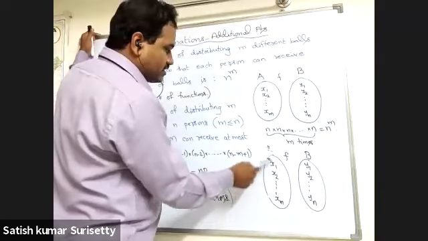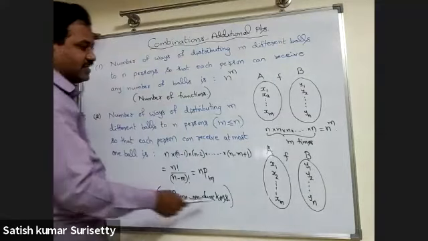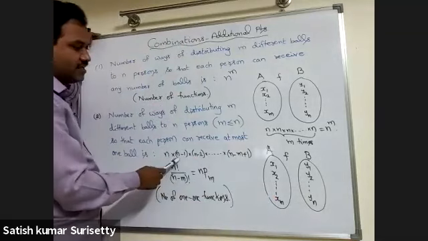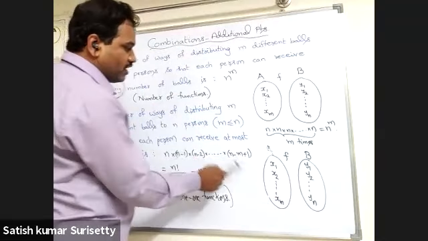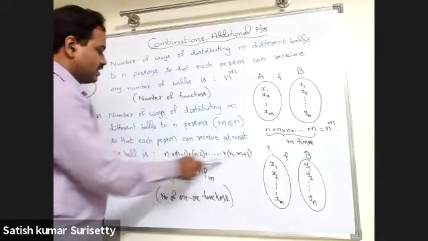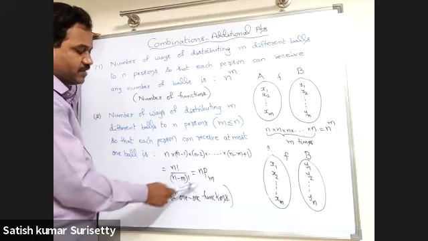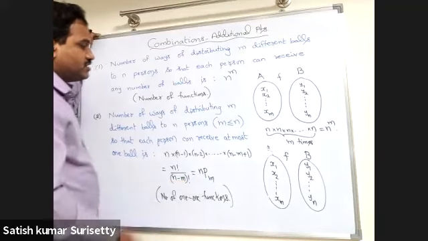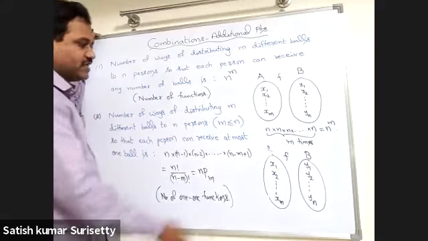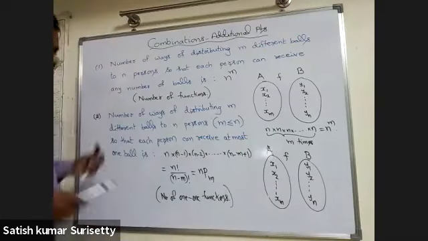So the first ball x1 can be given to any of the n persons, that is n ways. The second ball can be given to the remaining persons only, that is n minus 1 ways. Third ball n minus 2, and so on, for m balls it is n minus m plus 1. This you can convert into factorial notation, n factorial upon n minus m factorial. In terms of permutations, it is nPm. So in terms of functions, it is the number of one-to-one functions from set A containing m elements to a set B containing n elements.